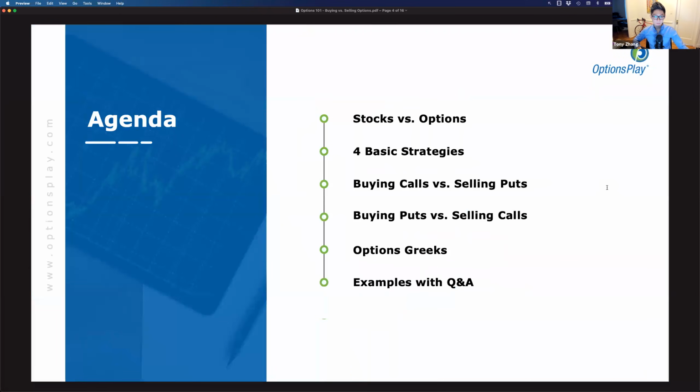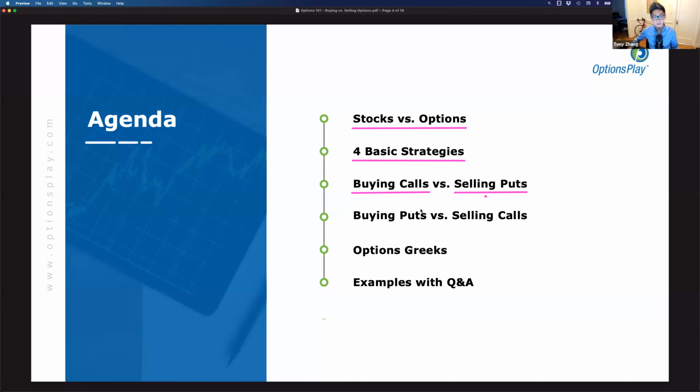So for today, what we're going to do is start off by discussing the basic difference between stocks and options. And then we're going to talk about the four basic strategies. So we talked about buying calls, buying puts, but I'm going to flip this around. I'm going to talk about buying calls and I'm going to talk about selling puts, the difference between the two, because it's a better way to position and understand the building blocks when you compare a long call to a short put. We usually think about comparing long calls to long puts, but they're basically the same thing.